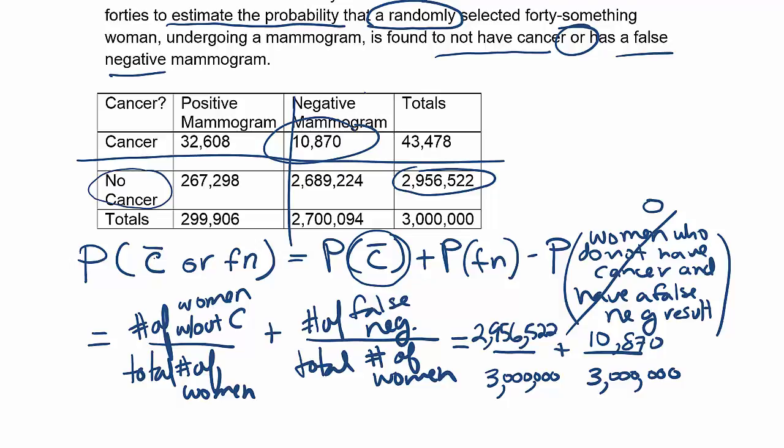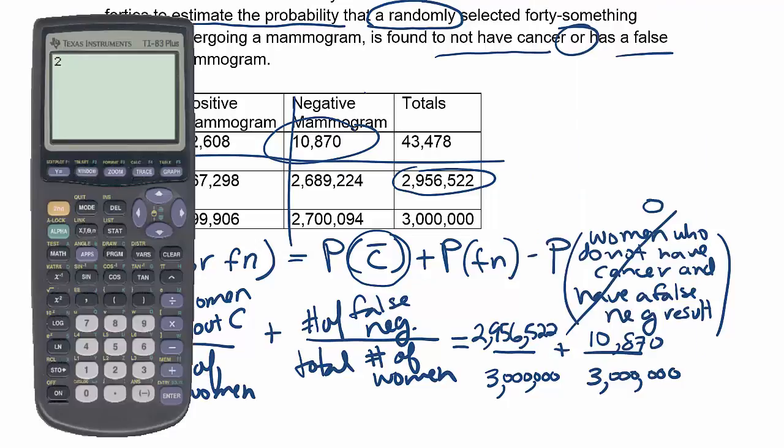All right, let's work it out in our calculator and see what we get. So we'll have 2,956,522 divided by 3 million plus, and when you're done, you get 0.989.